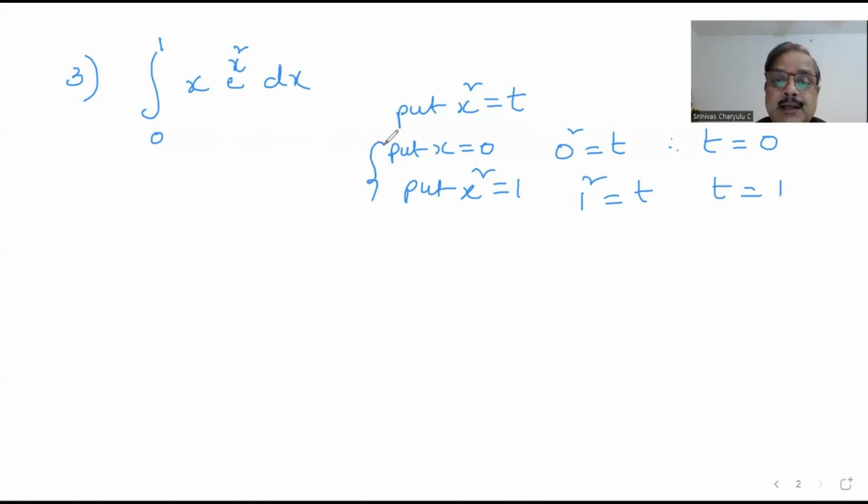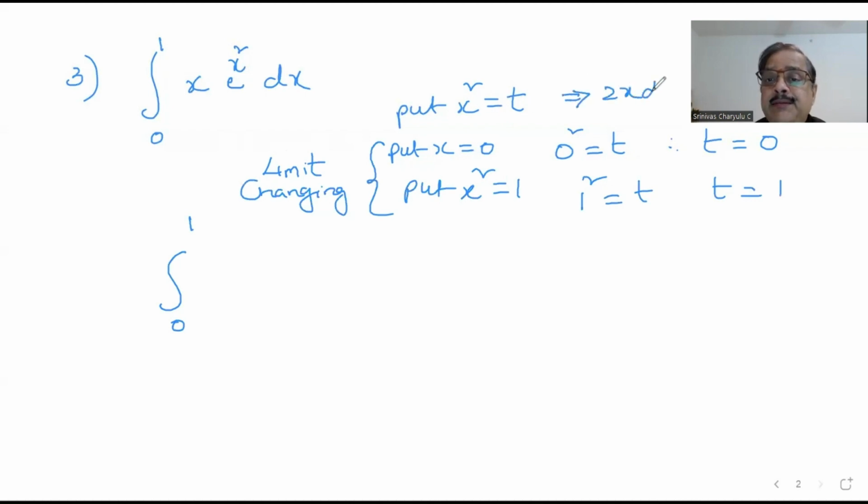So what is this called as? Limit changing. We are changing the limits, but luckily both match to the same. In some cases it may not. So 0 to 1. Here, after putting x square is equal to t, differentiate both sides. What you will get? 2x dx will become dt. Is it not? So x dx will become dt divided by 2.